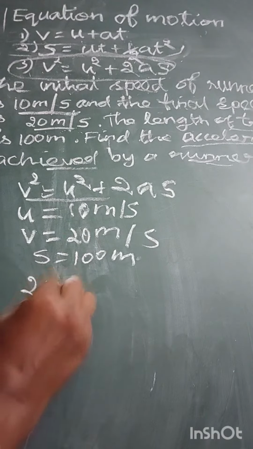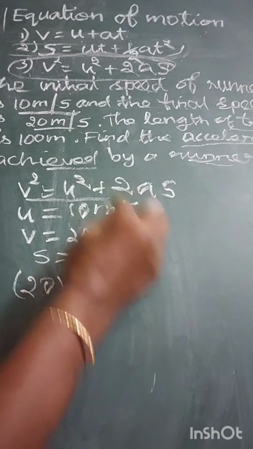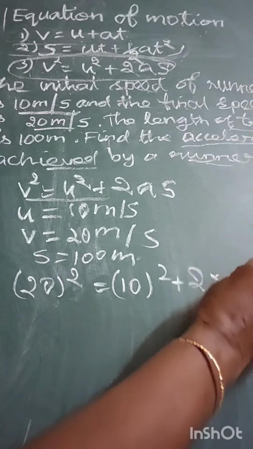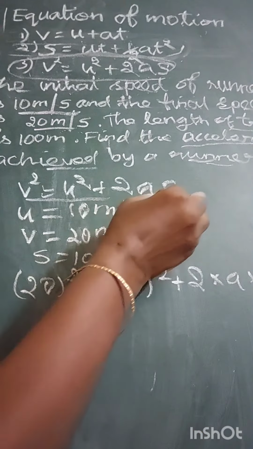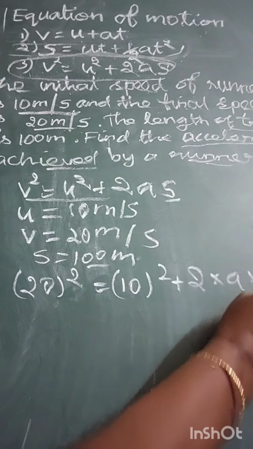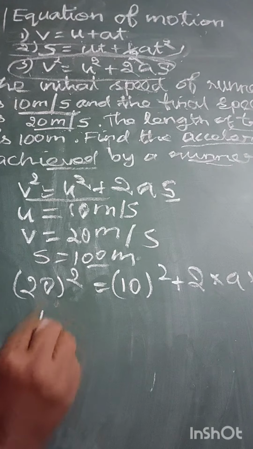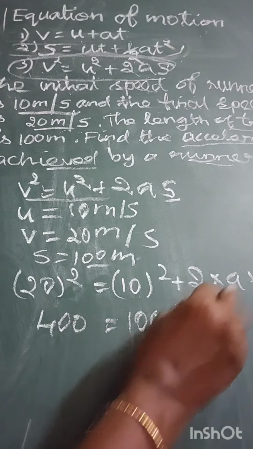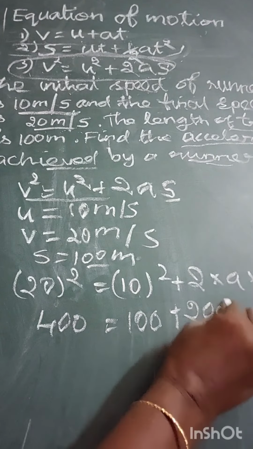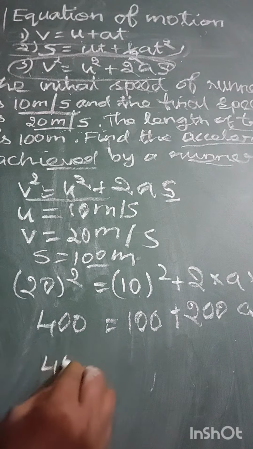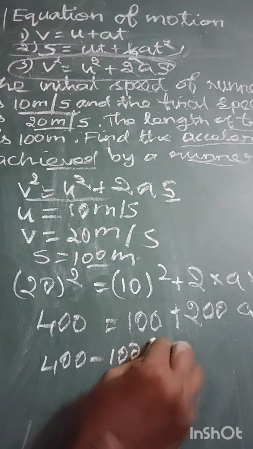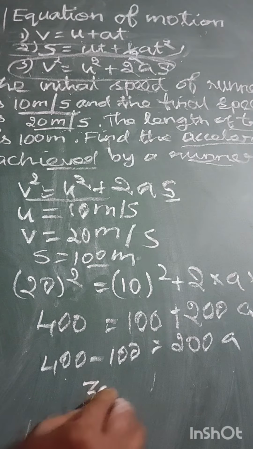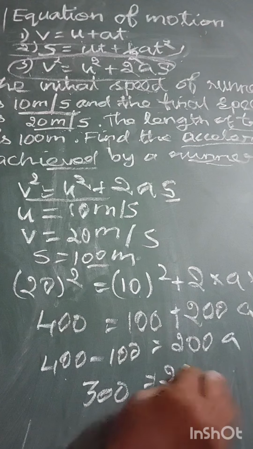v² means 20² equals u², which is 10², plus 2 into a into s, and s is 100 meters. 20² means 400, equal to 10² which is 100, plus 2 into 100, that is 200a. Here 400 minus 100 equals 200a. 400 minus 100 is 300. So 300 equals 200a.